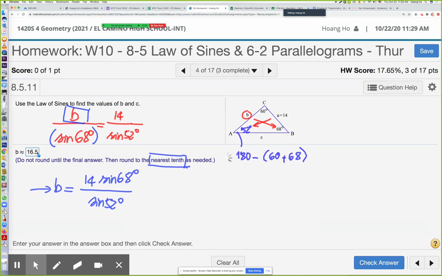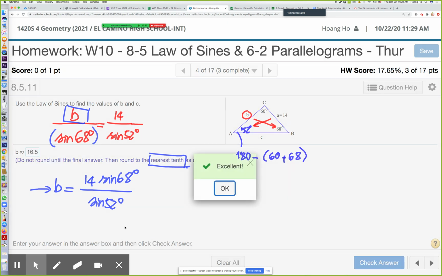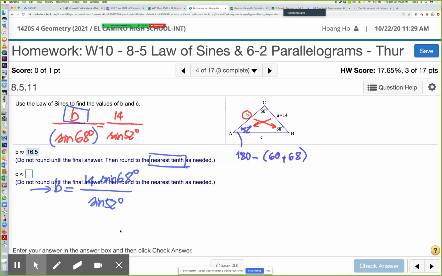16.5. And then I'm done. All right. So now you want to find the value of C. So I set the equation for C, the same thing over here. C over the sine of the opposite angle, which is sine 60°, equal. You can use the value B or the value A, but I would prefer to use value A, 14, because value B came out at 16.5.